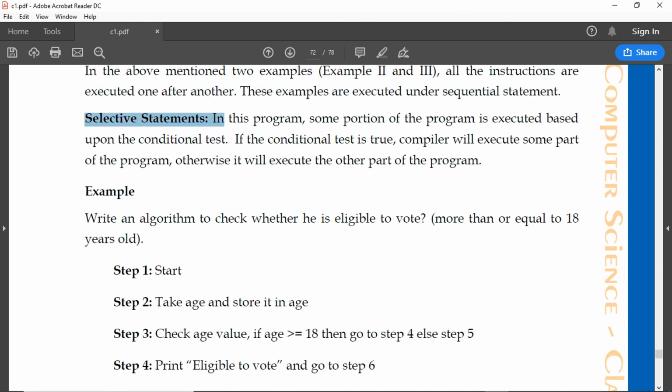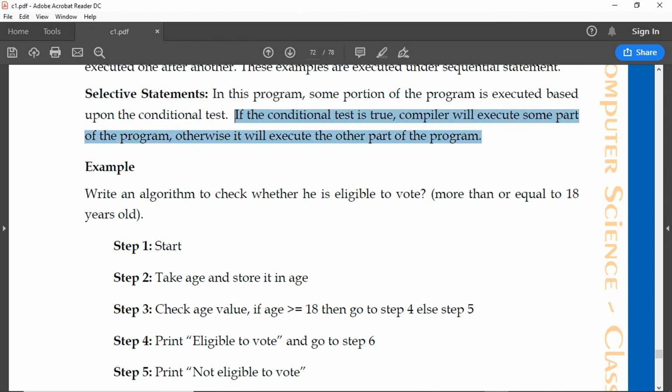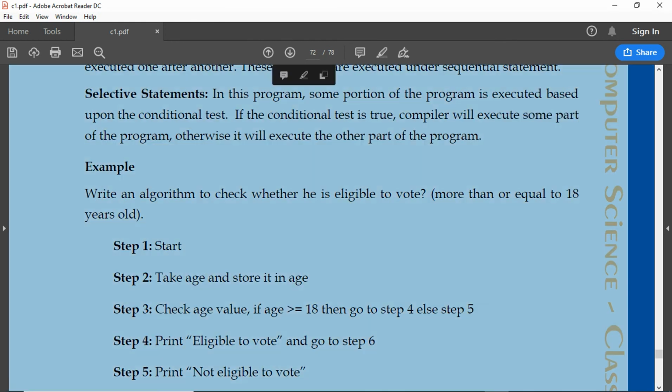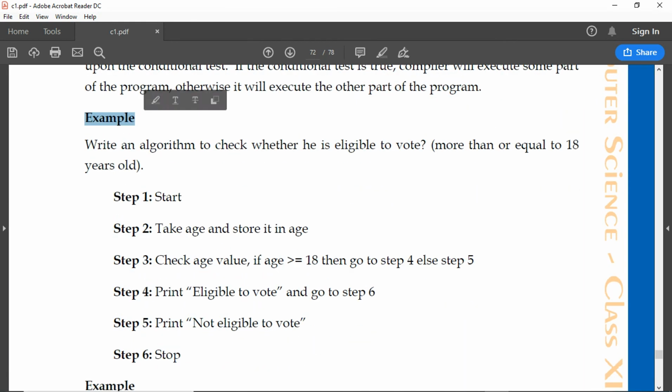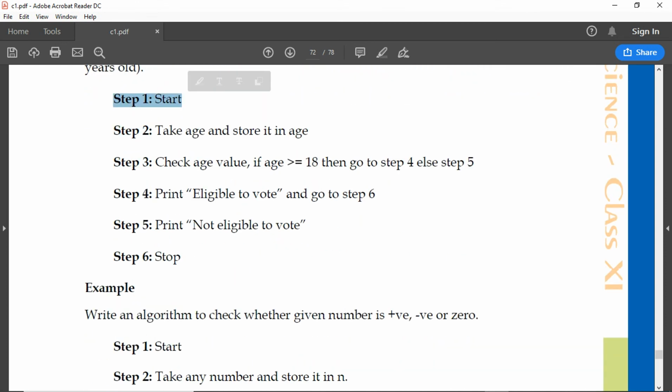Selective statements. In this program, some portion of the program is executed based upon the conditional test. If the conditional test is true, the compiler will execute some part of the program, otherwise it will execute the other part of the program. Example. Write an algorithm to check whether a person is eligible to vote, that is, more than or equal to 18 years old.